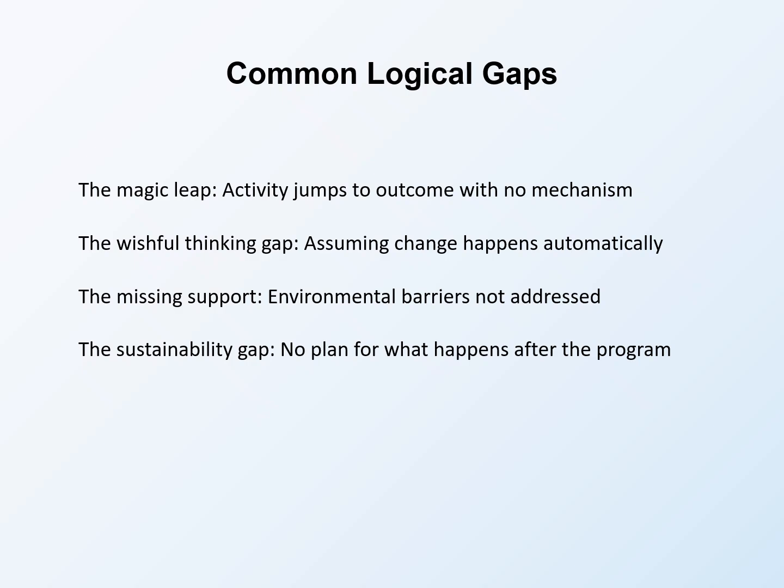The missing support gap. The program addresses individual factors but ignores environmental barriers. You can increase motivation all you want. If healthy food isn't available, diet won't change. The sustainability gap. The model shows changes during the program period, but no plan for what happens after. Will changes persist? Why? Each of these gaps represents a place where the logic model needs strengthening.